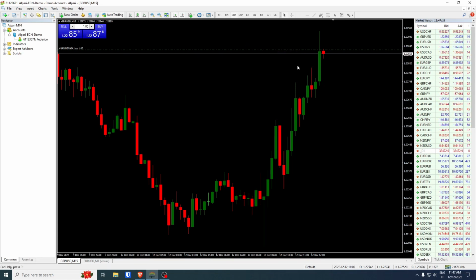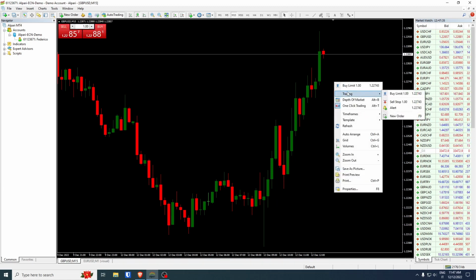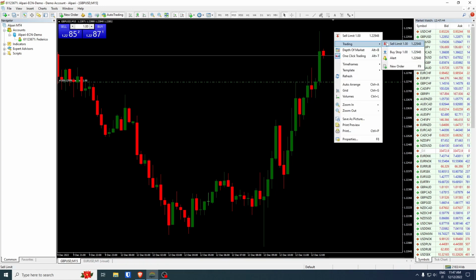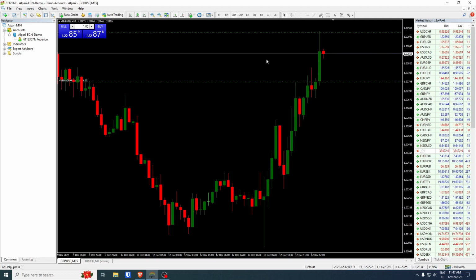Now, this is an order that you will open right now on the market. If you don't want to open the order right now, you insert a pending order. Buy stop, sell stop. Essentially, I can put a sell stop here, so when the price goes down, it will open a sell order. The opposite, I can open a buy stop. So if the price goes up, it will open my buy order.